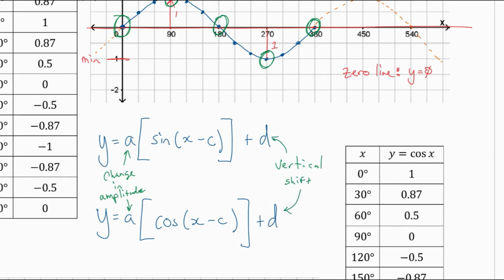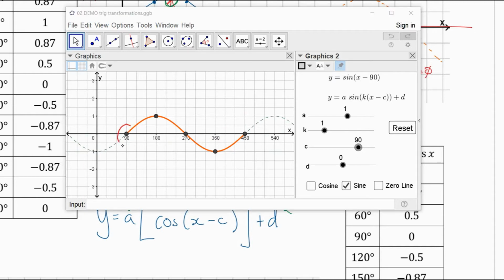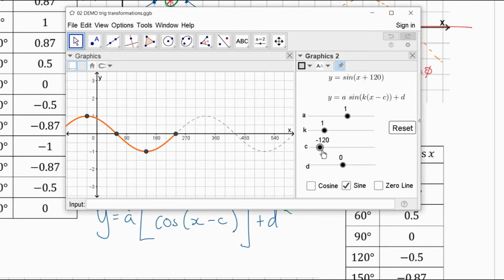Okay, and finally C is your horizontal shift, just like it is with quadratics. So what it's changing, again, it's not changing the shape of the graph, but look, it's changing where that first point is. Instead of being at 0 like it was before, now it's at 90. Okay, so that's what it's changing when I drag C back and forth.